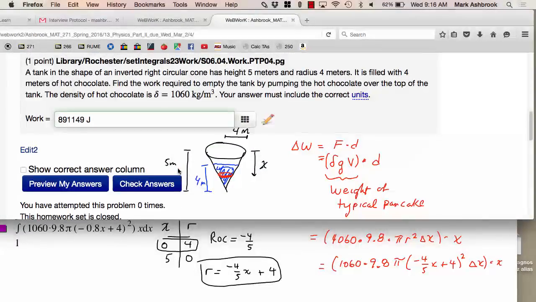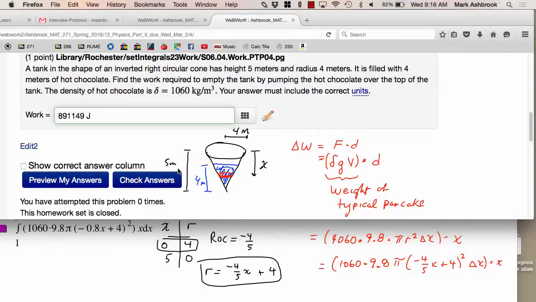Questions on this, using this frame of reference? We're going to do it a different way in a second here. Questions on doing this?